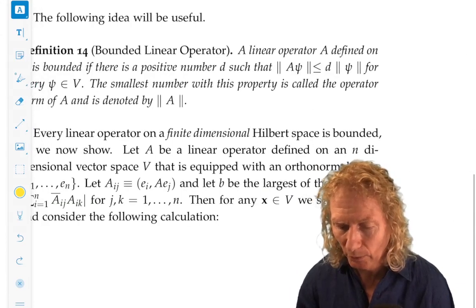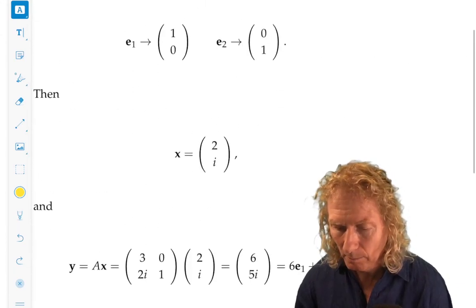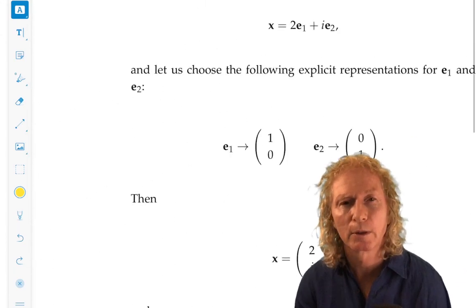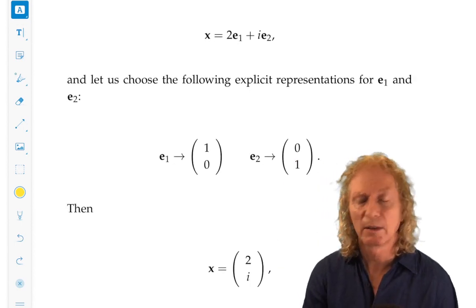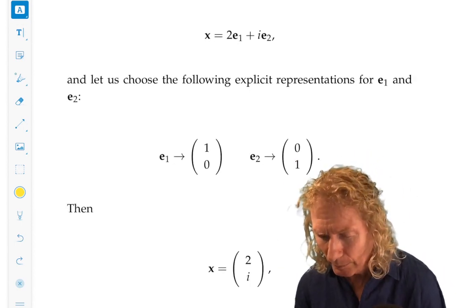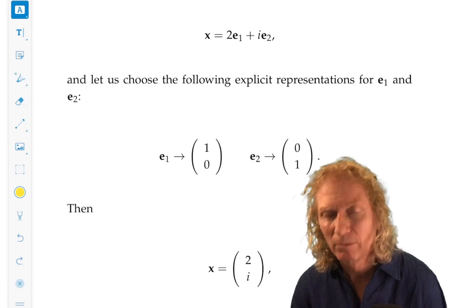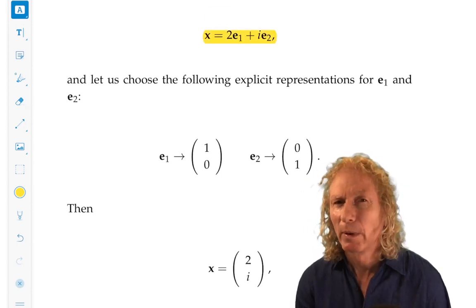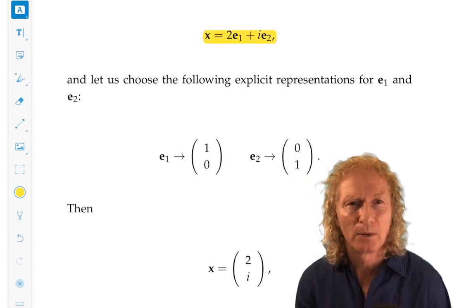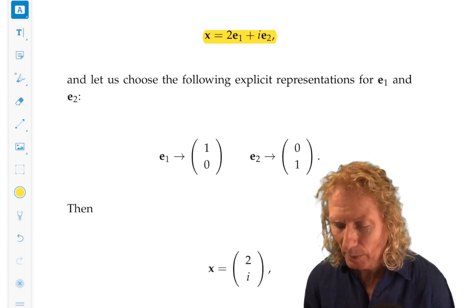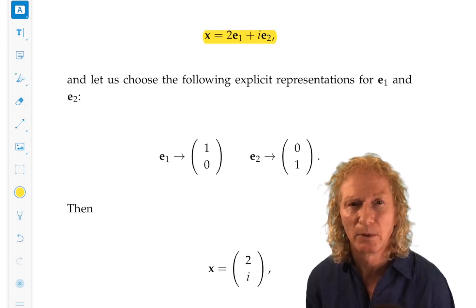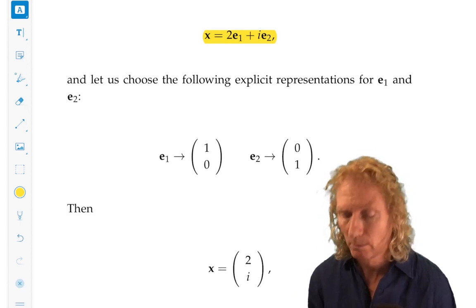Well, we do this by picking a particular vector. Let's let x equal 2e1 plus ie2, just as an example. Well, we need specific basis elements. Okay, so let's pick the simplest type of basis elements for C2.